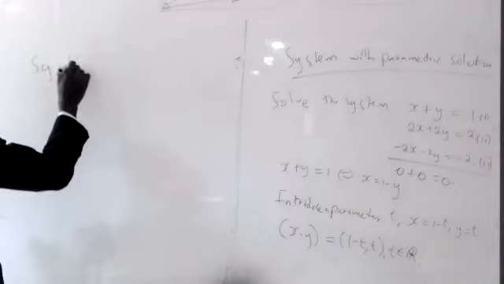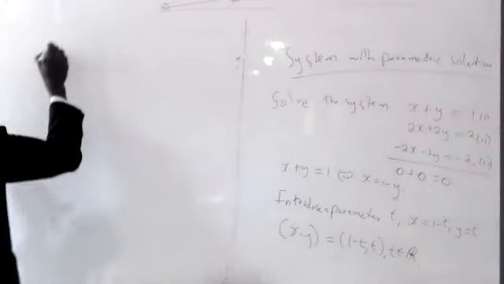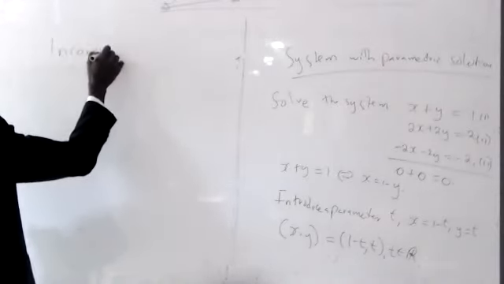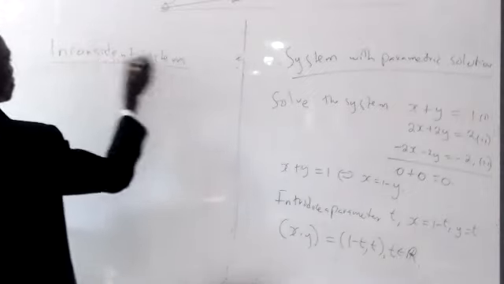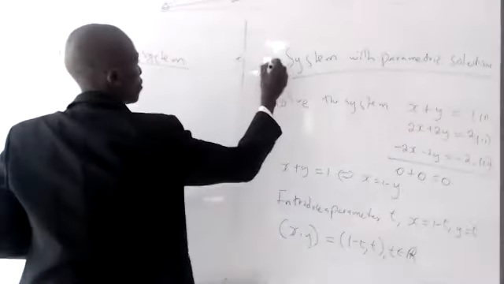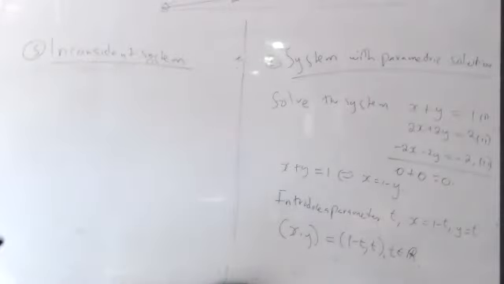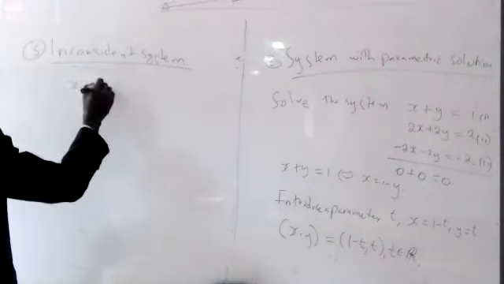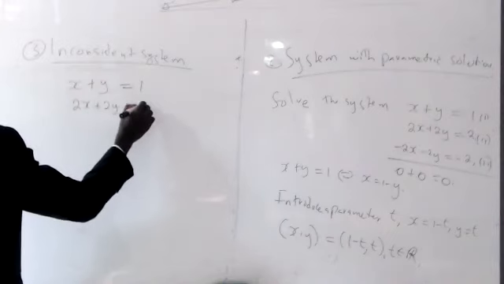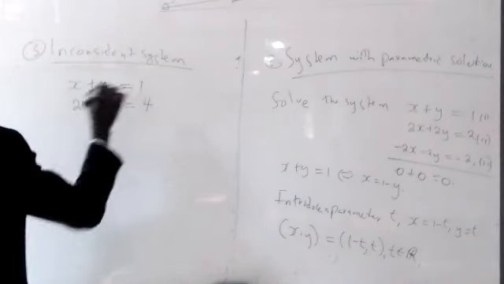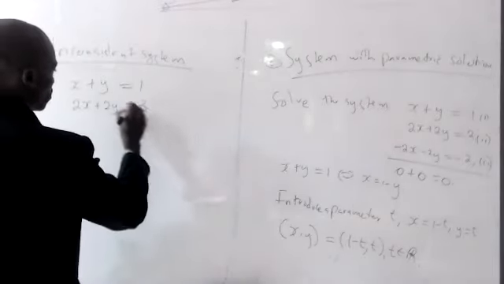System with no solutions. In short, let me just say inconsistent system. An inconsistent system is a system for which you will never find a solution. It's very easy to get an example. x plus y is 1, 2x plus 2y is 4. Let me make this simple. This is 3.